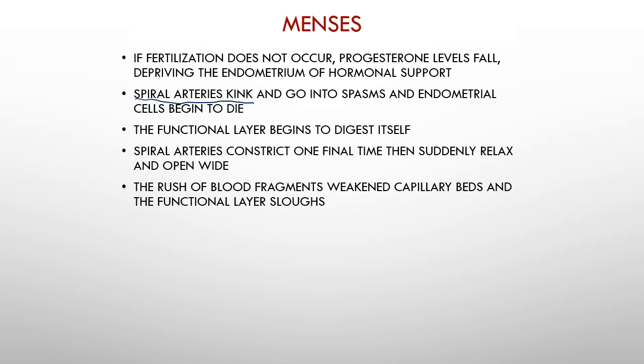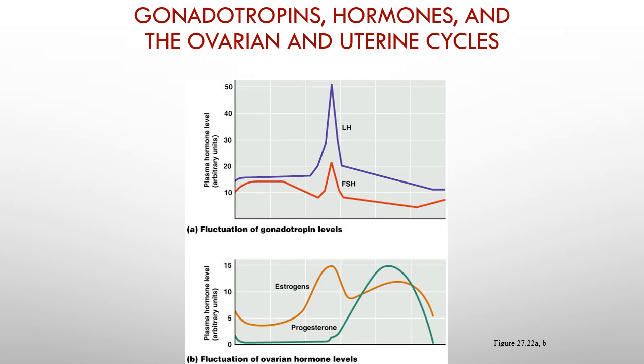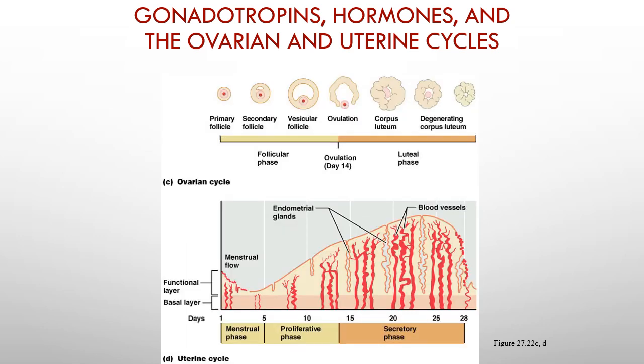And then through that, the functional layer is going to be sloughed off. Smooth muscle contractions of the uterus are going to push it down through the cervical canal and into the vaginal canal and then out of the body from there. Just another picture kind of showing the estrogens and progesterone, LH and FSH throughout the cycle. And again, another picture showing the endometrium and the ovarian cycles.